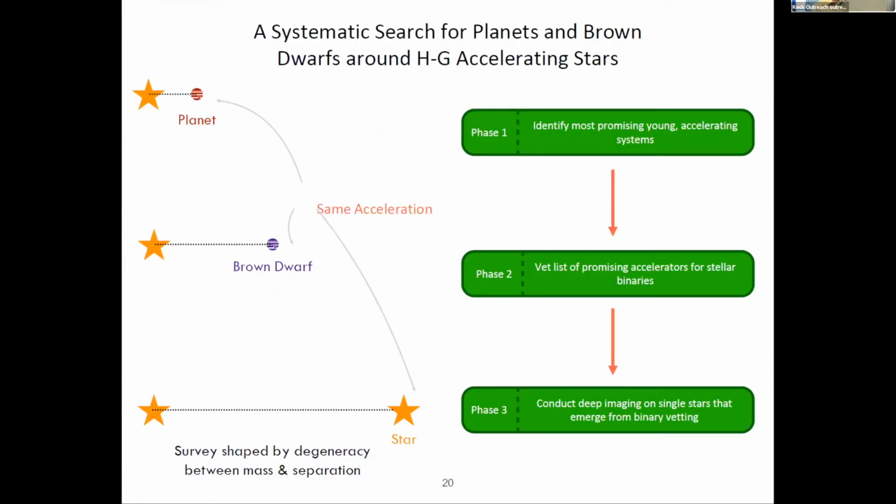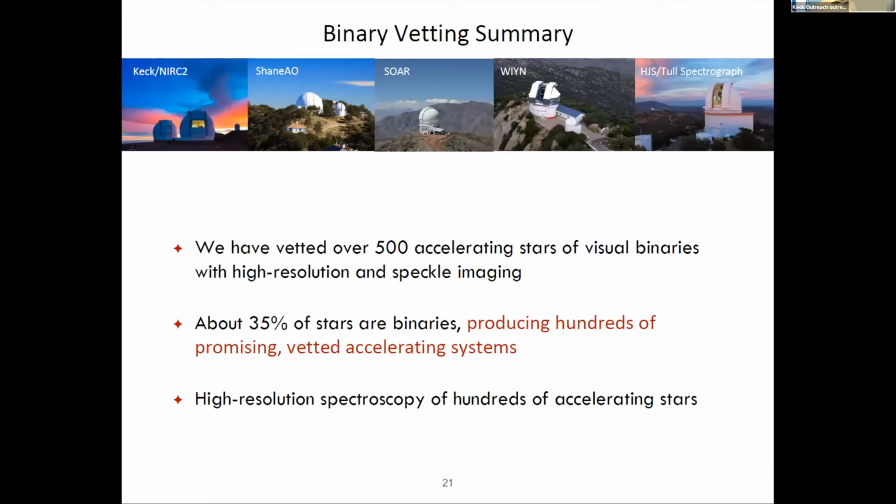Okay. So here's a summary of the binary vetting that we've done so far. We have vetted over 500 accelerating systems, stars for visual binaries with high resolution and spectral imaging, finding about 35-ish% of those to be binaries. So this is great. We can cast away those binaries before we do high contrast imaging sequences. And then on the remaining targets, we have hundreds of promising vetted accelerating systems, many of which are young, which would be great for looking for planets and brown dwarfs.